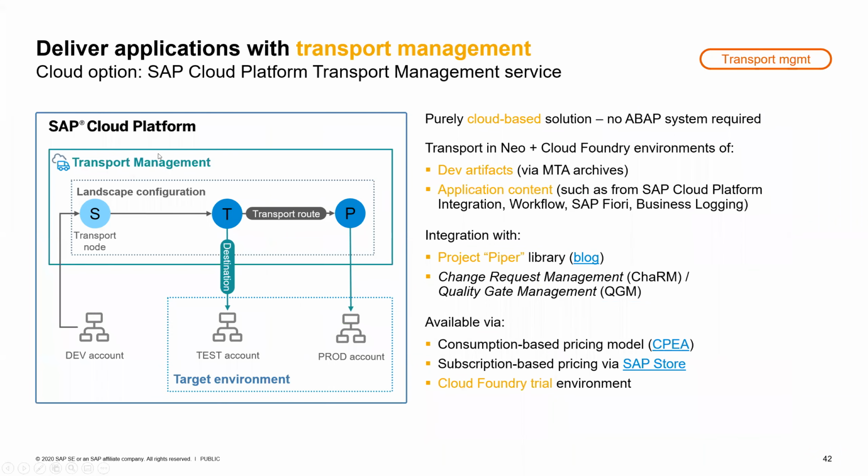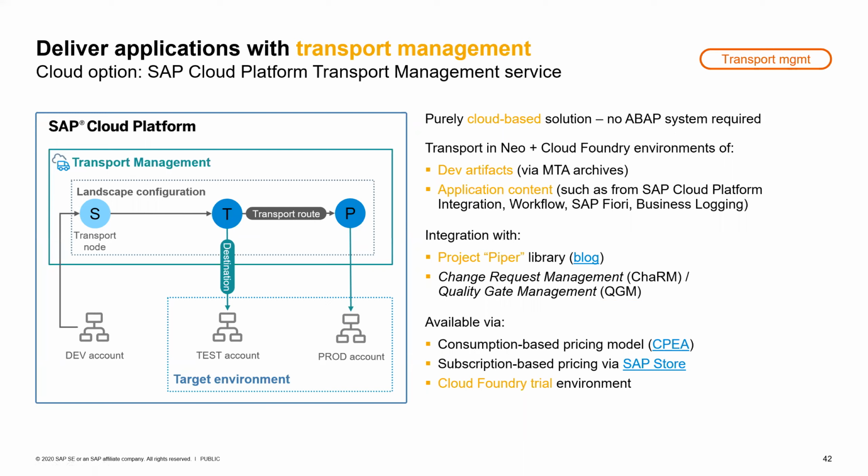On the transport management service, you would also configure your landscape. So you would have nodes, as they are called, in there. You would have a node which represents your dev account. You would create destinations to your test account and to your production account, so that you have one landscape so that you know where objects that are developed need to go to. So it's available in Neo and Cloud Foundry. You would work with MTA archives, and there's also an integration in Project Piper.